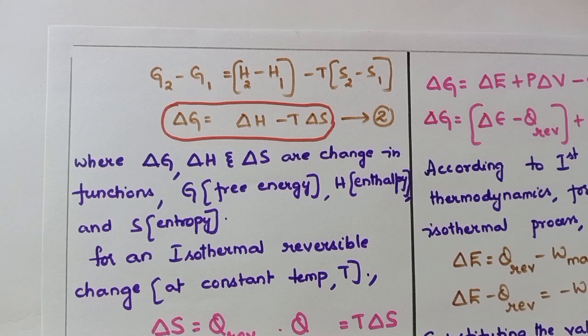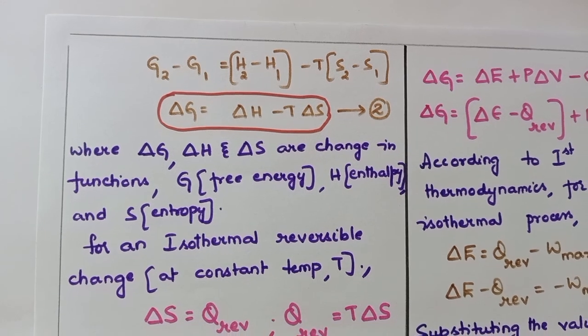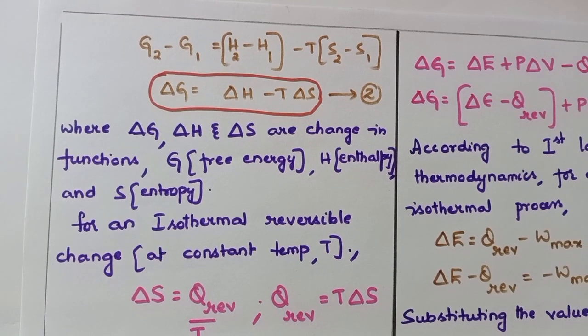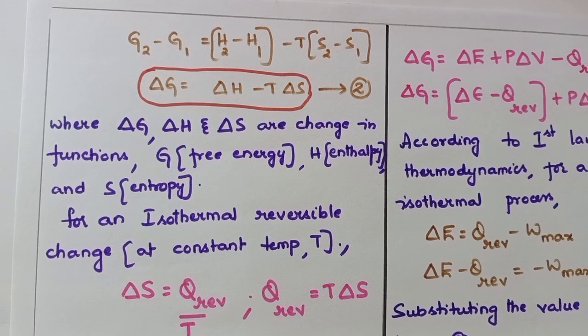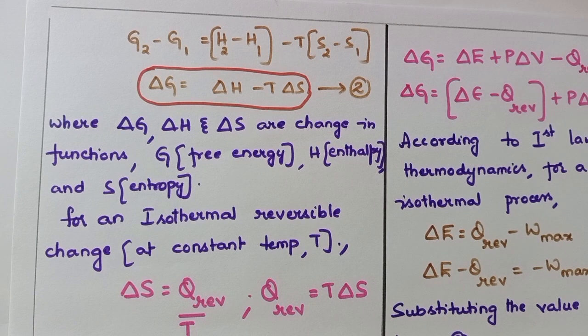Now G2 minus G1 can be written as delta G. H2 minus H1 can be written as delta H. S2 minus S1 can be written as delta S. So write down, next step: delta G is equal to delta H minus T delta S. Put it in a box and mark it as equation number 2. Are you not finding it easy, students? Of course, yes. Below, where delta G, delta H and delta S are changes in functions: G, free energy, H, enthalpy, and S, entropy.